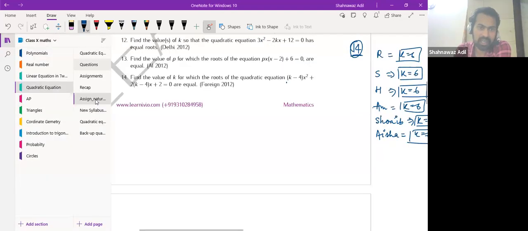From today onwards, there will be no backup classes, right? Because we have covered everything up to quadratic equations. So what I will do is first complete circles, and then we'll start the revision in this class.